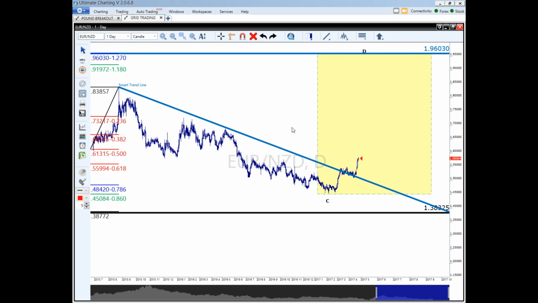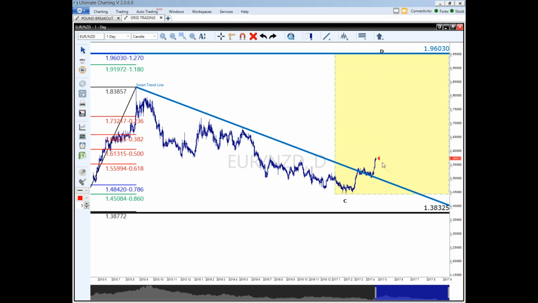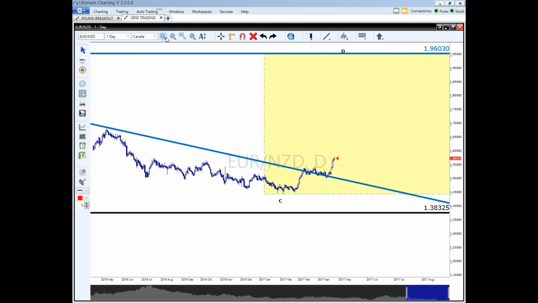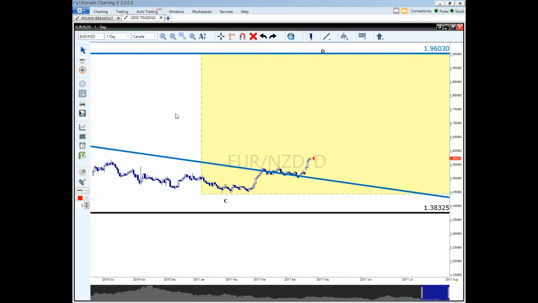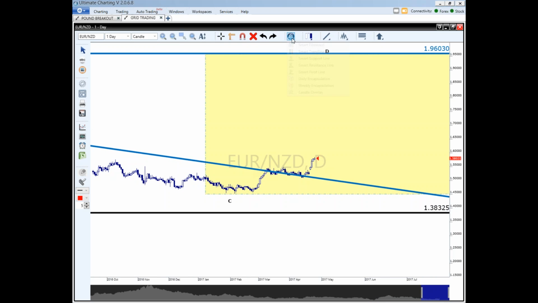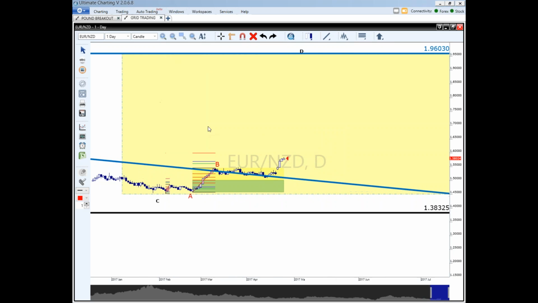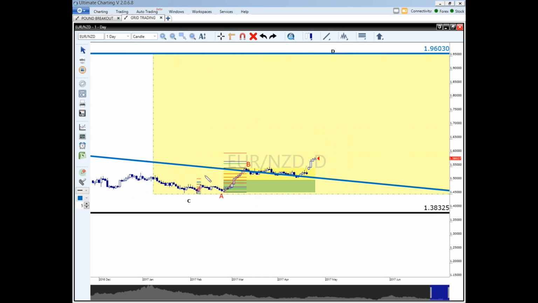So the big key is, do we have any more conservative target areas right now, sub swings? Well, let's find out. From the C pullback low, let's take our smart fibs. And with one click of a button, you can see that we are now waving our second wave into the market. We've got A, B, C to D, A, B, C. The market looks like it's heading up towards that D.